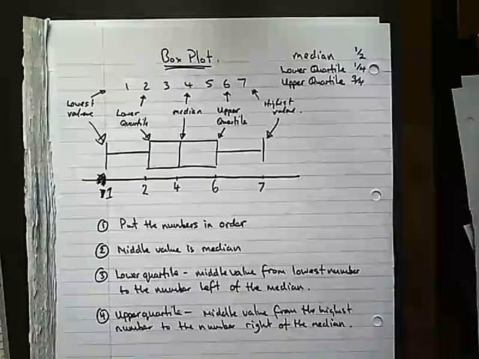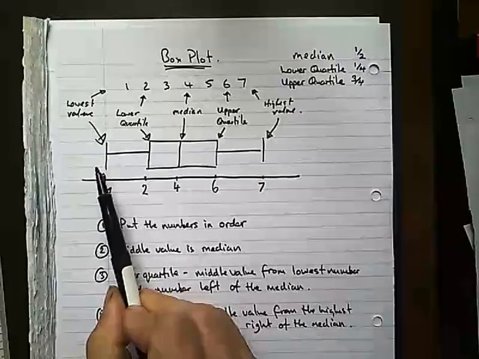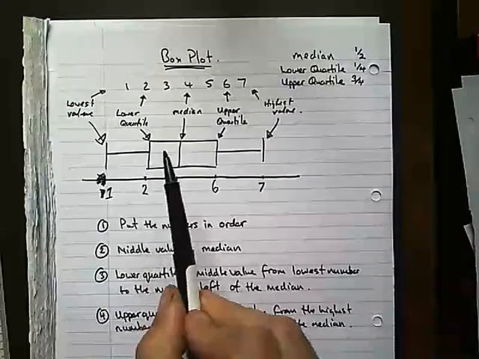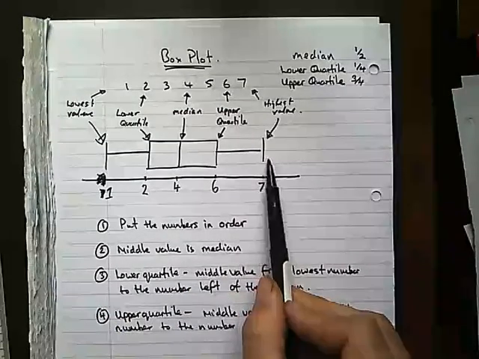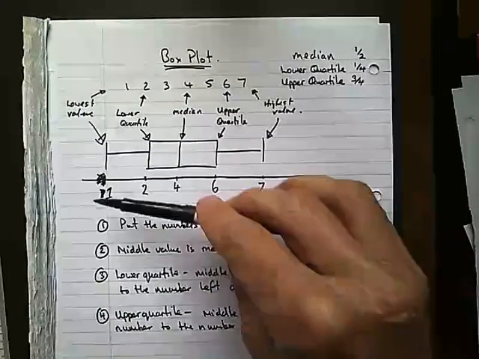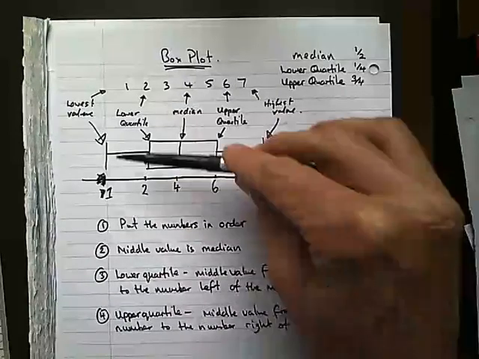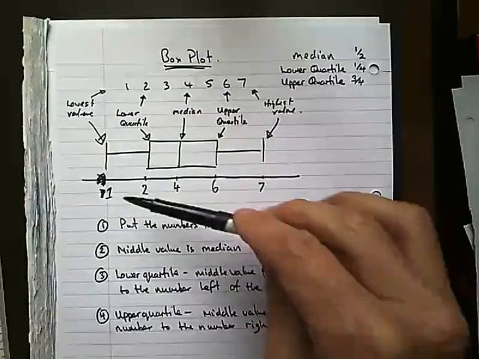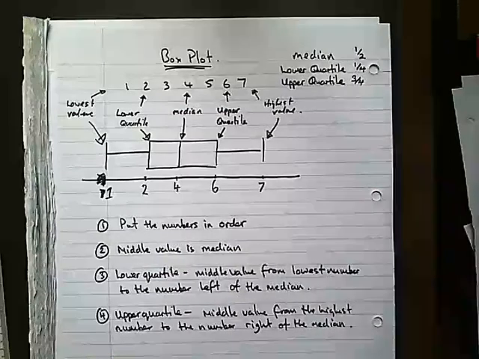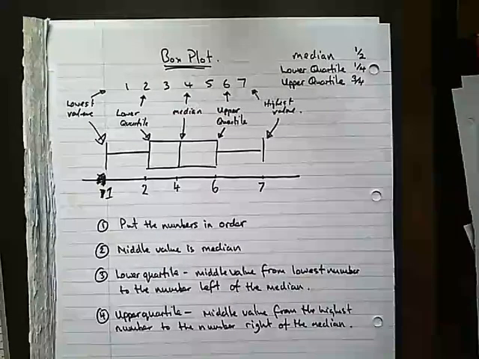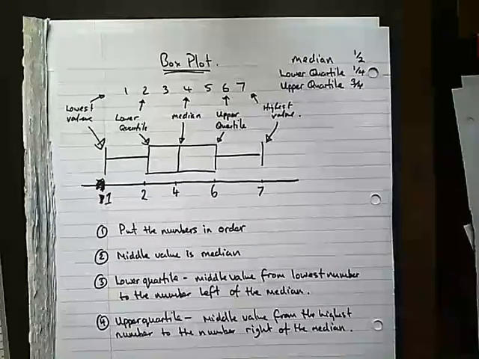Once you've done those, the only other thing you need to do is identify the lowest number in the list and the highest number in the list. And then you can use the scale and the diagram they've given you, or I'll show you how to draw one without, and you can draw your box plot. So there's an explanation. So let's go through an example.